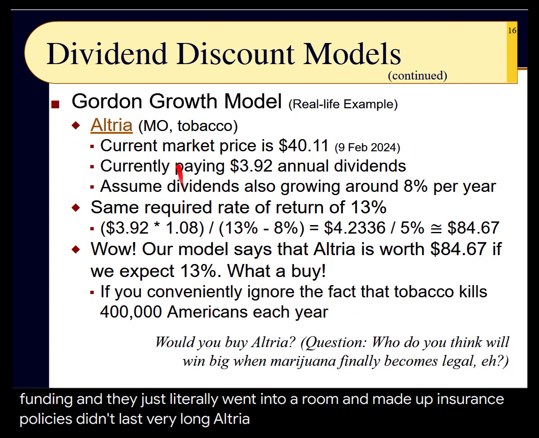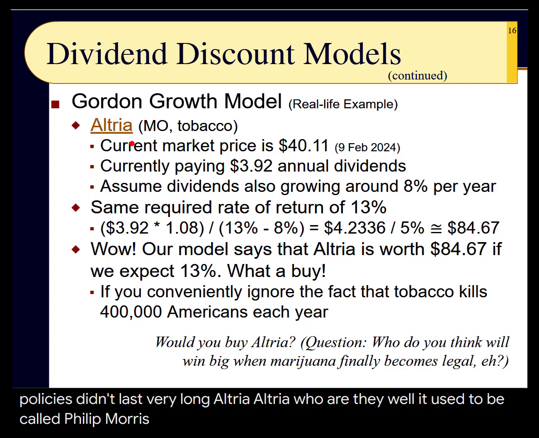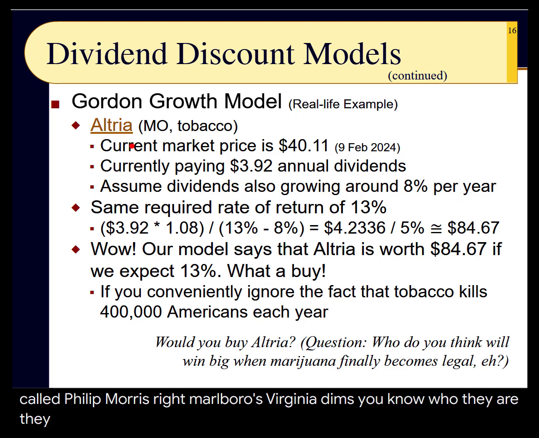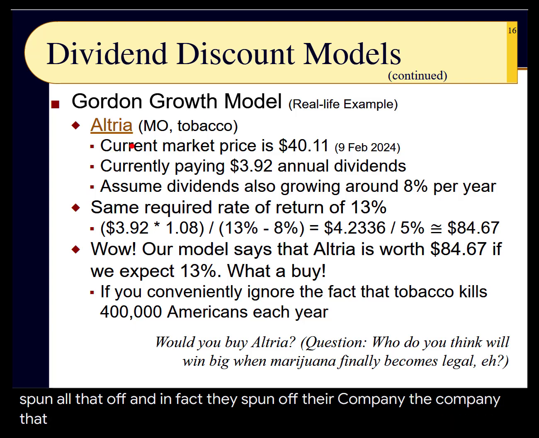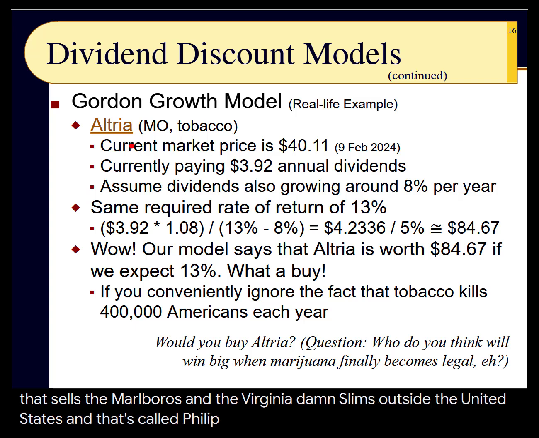Altria. Altria, who are they? Well, it used to be called Philip Morris. Right, Marlboros, Virginia Slims. You know who they are. They used to own Kraft and Miller Brewing and Post cereals, and they've spun all that off. And in fact, they spun off the company that sells the Marlboros and the Virginia Slims outside the United States, and that's called Philip Morris International.